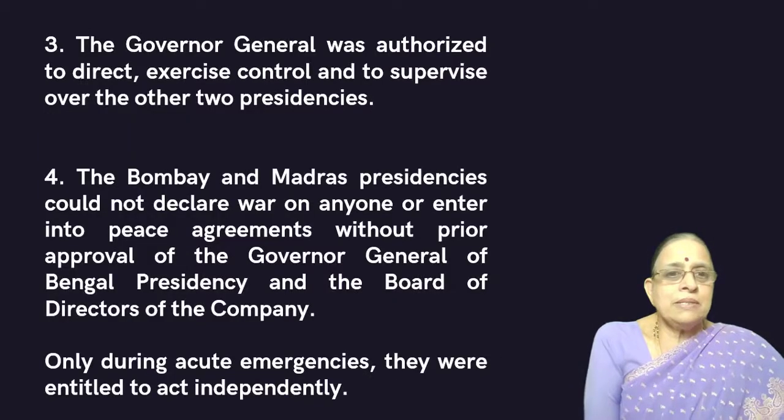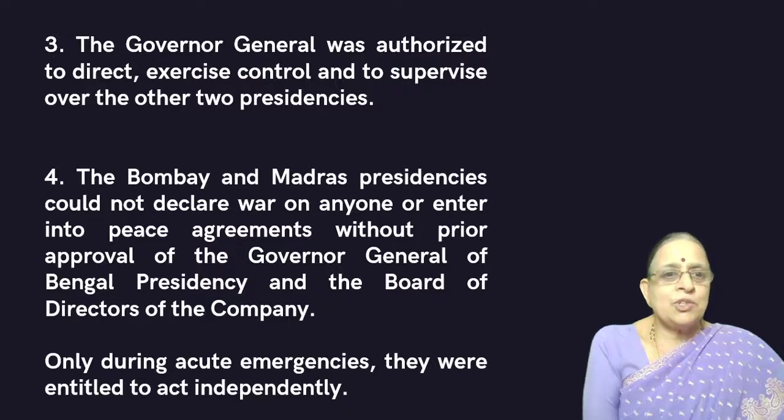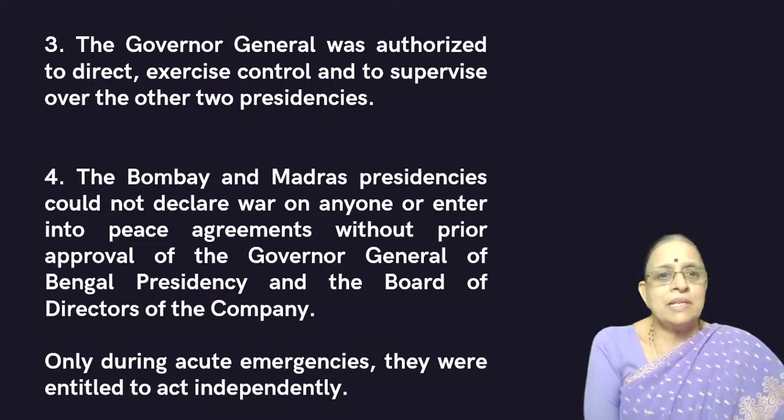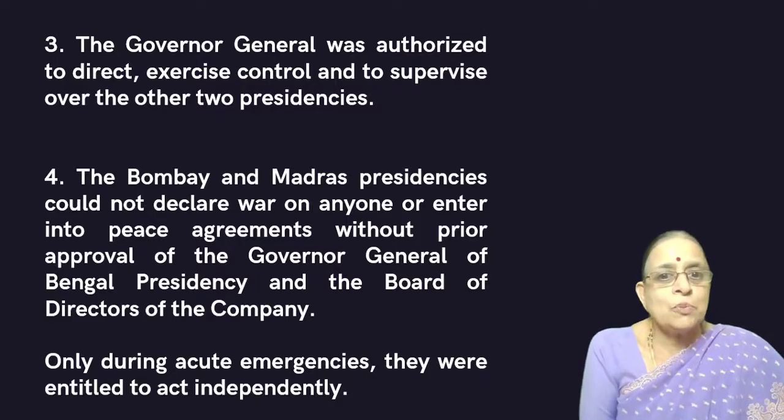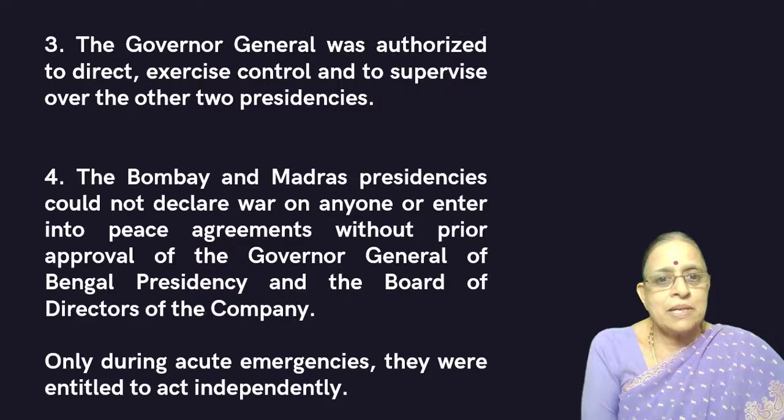The third point is that the governor general was authorized to direct, exercise control and supervise the other two presidencies. That means the governor general was given the power to exercise control over the other two presidencies, that is Madras and Bombay.